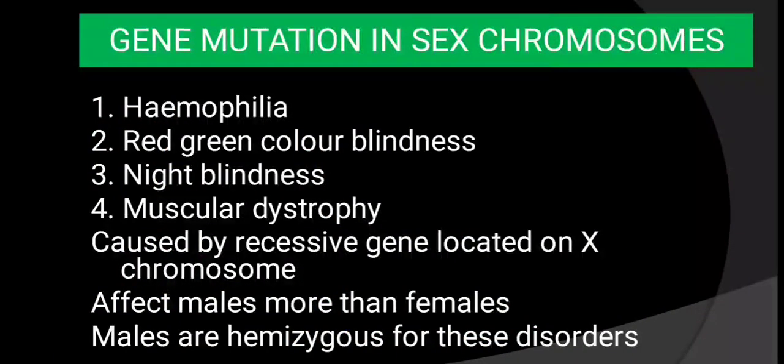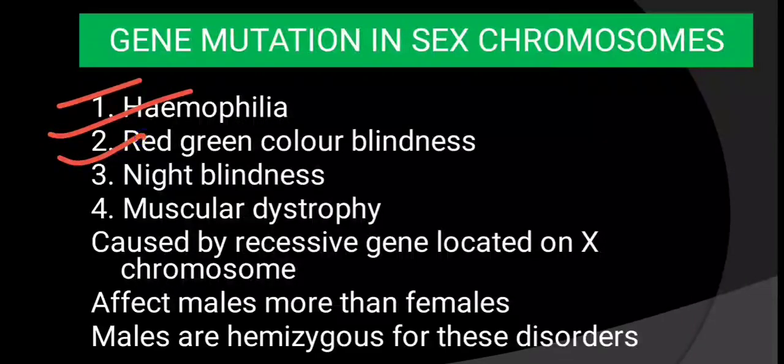Now these diseases are hemophilia, red green color blindness, night blindness, and muscular dystrophy. These diseases affect males more as compared to females. The reason we will see, but first learn that these diseases are caused by recessive genes.